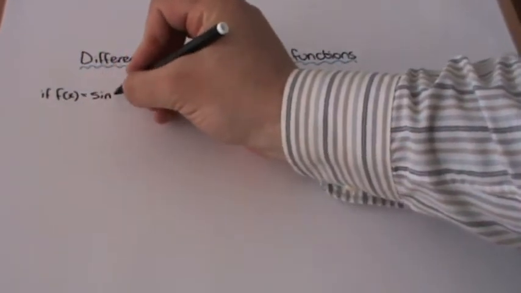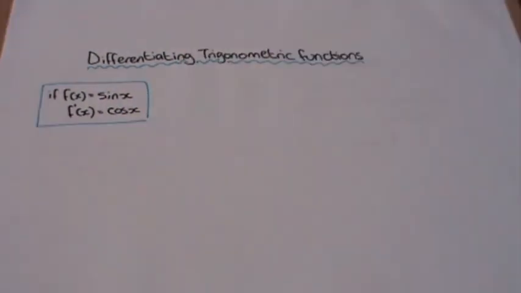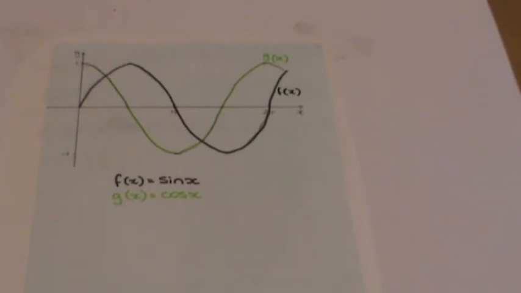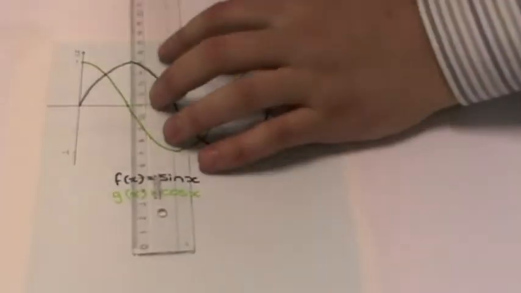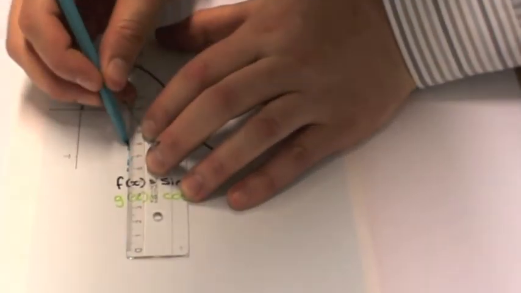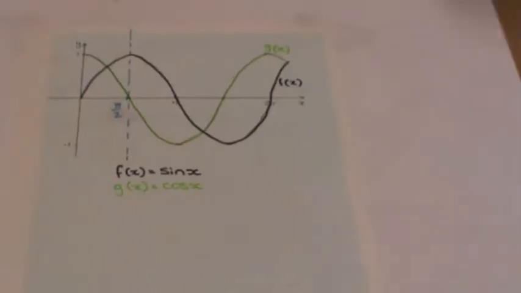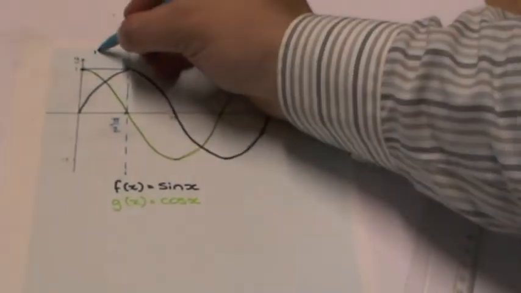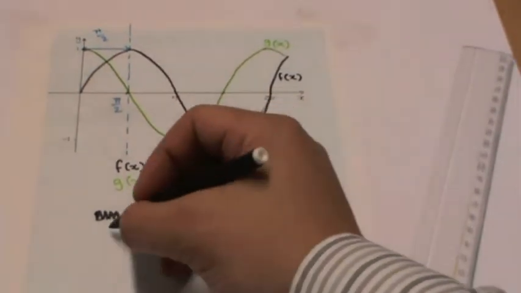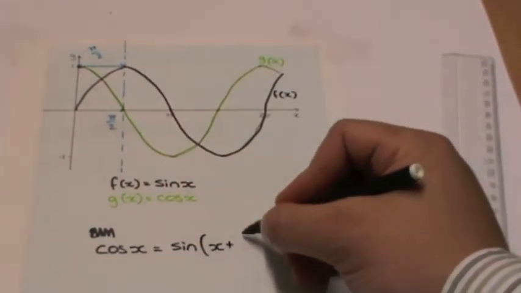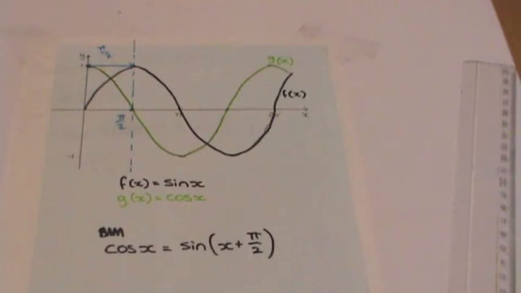We've now found and confirmed that if f(x) is equal to sin x, then the derivative f'(x) is cos x. Let's put that in a blue box because it's important. Let's have a look at what happens to the sine function when we differentiate it. So the sine function has been transformed in the x direction. If we have a look, it's been moved to the left by pi by 2. So we can say here that cos x is sin(x plus pi by 2).